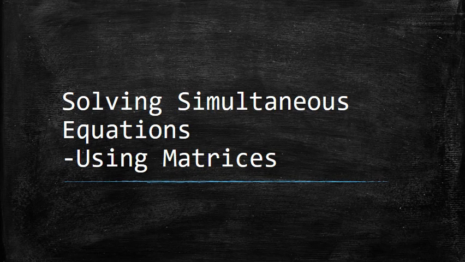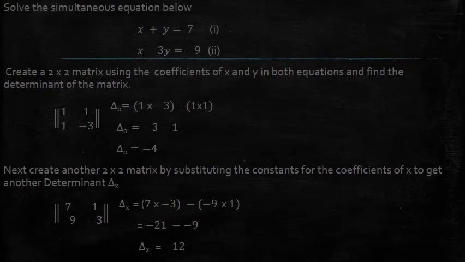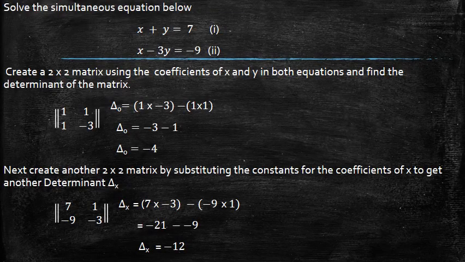Today we'll be looking at how we can solve simultaneous equations using matrices. We have a question here that says solve the simultaneous equations below. x plus y equals 7, that's our equation 1, and x minus 3y equals minus 9, that's equation 2.